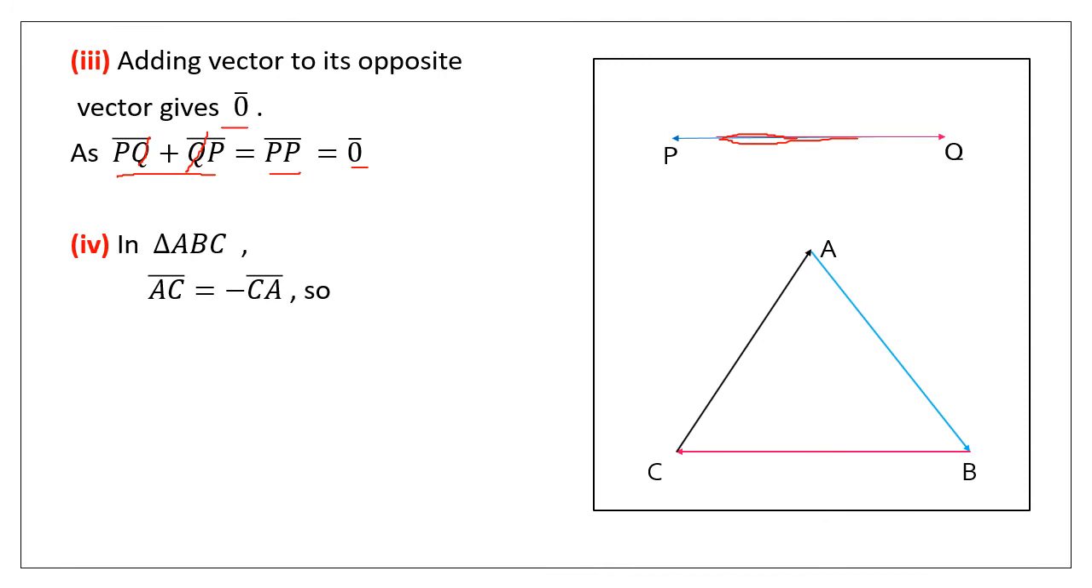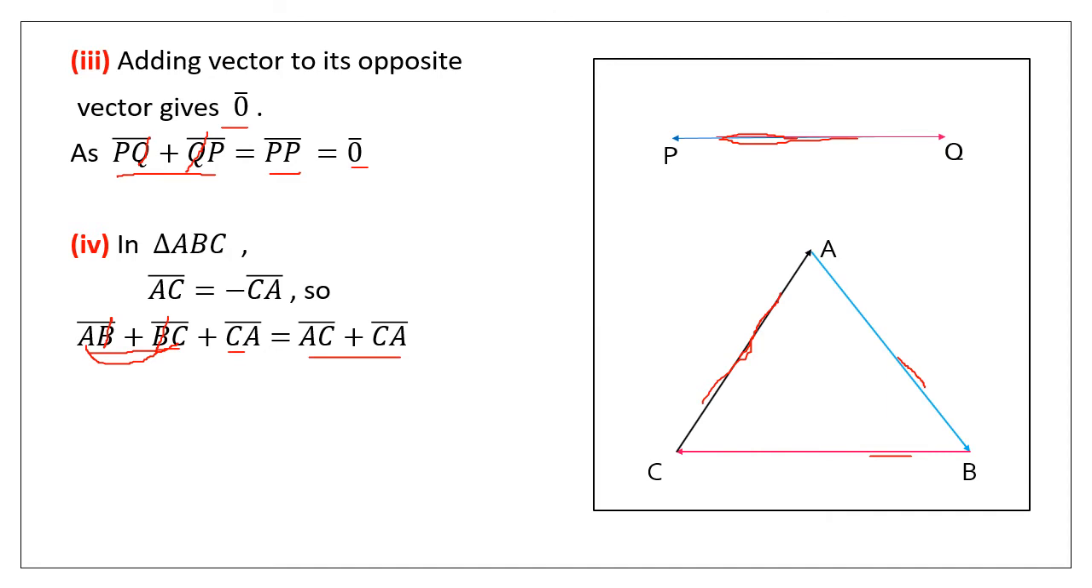We have the triangle ABC in which AC bar is equal to minus CA bar. So student, AB bar plus BC bar plus CA bar gives us AC bar plus CA bar. See student, from the first two vectors, the end point of the first one and the starting point of the second one are equal. So we will write it as AC bar plus CA bar.